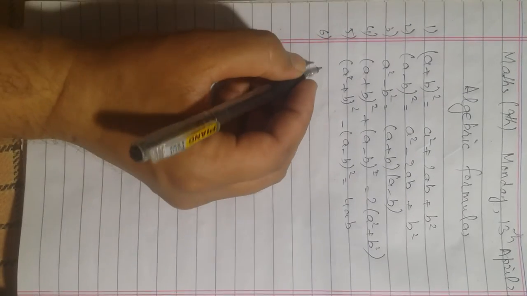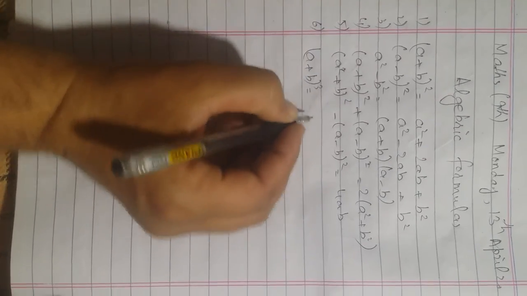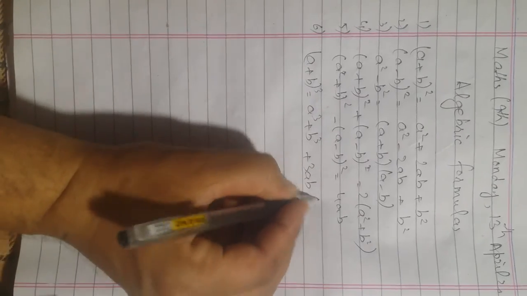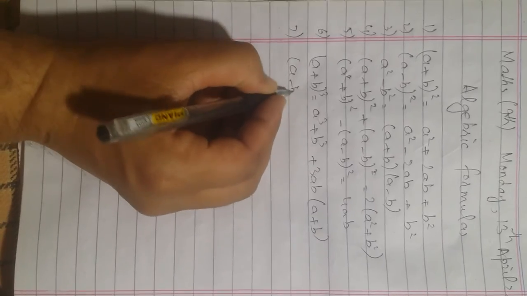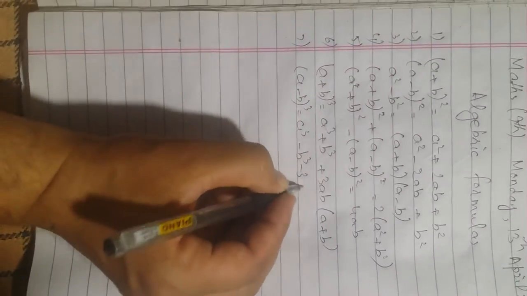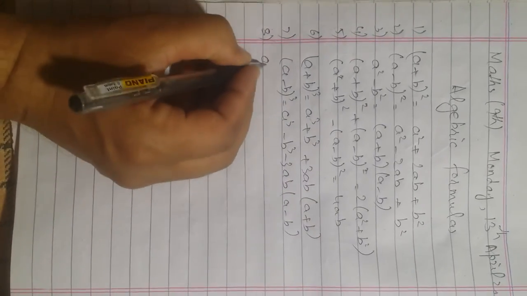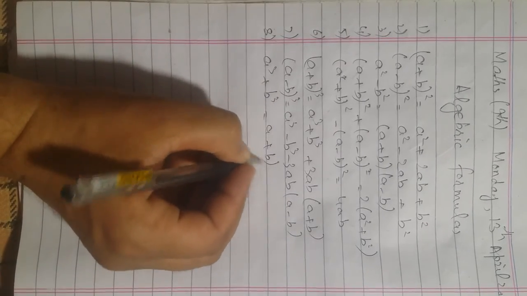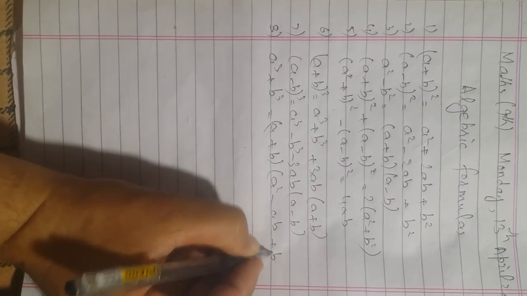Formula number 6: (a plus b) whole cube is equal to a cube plus b cube plus 3ab into (a plus b). And 7th: (a minus b) whole cube is equal to a cube minus b cube minus 3ab into (a minus b). Formula number 8: a cube plus b cube is equal to (a plus b) into (a square minus ab plus b square).